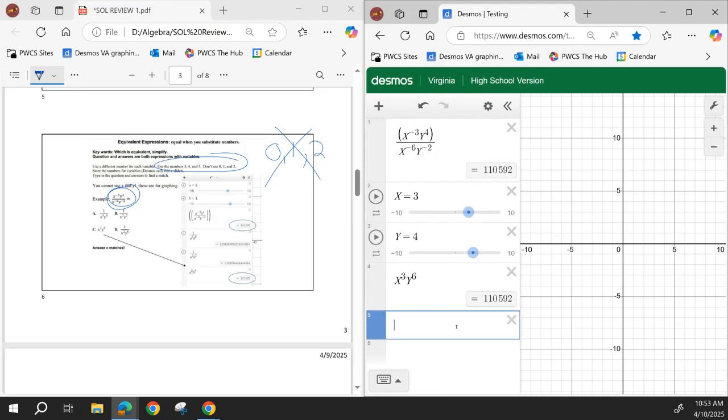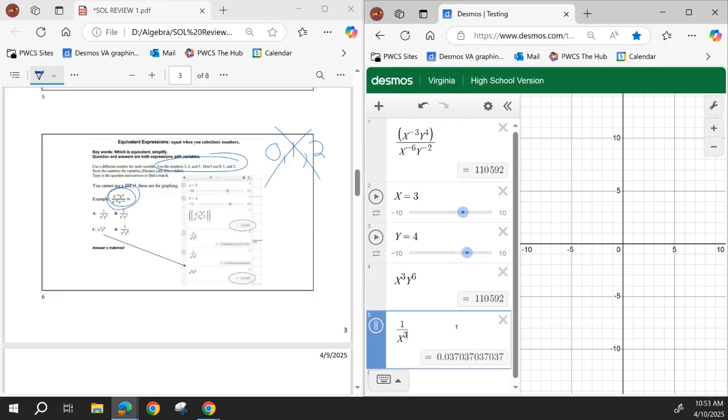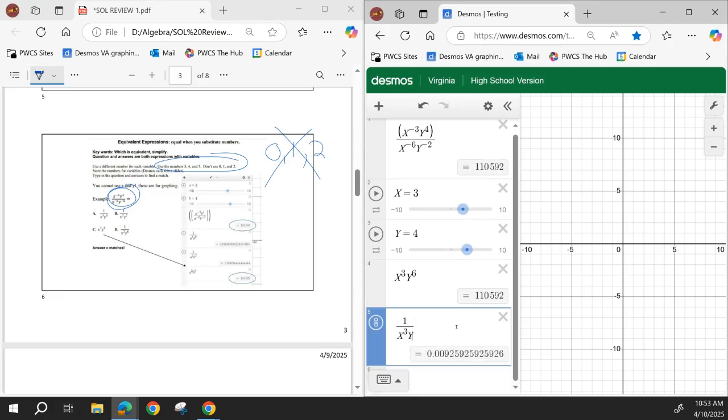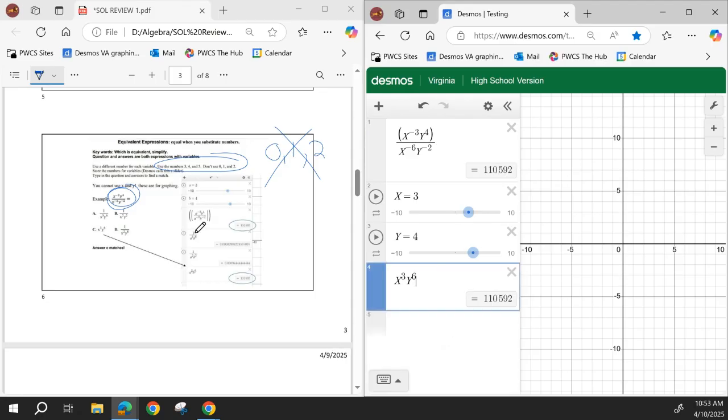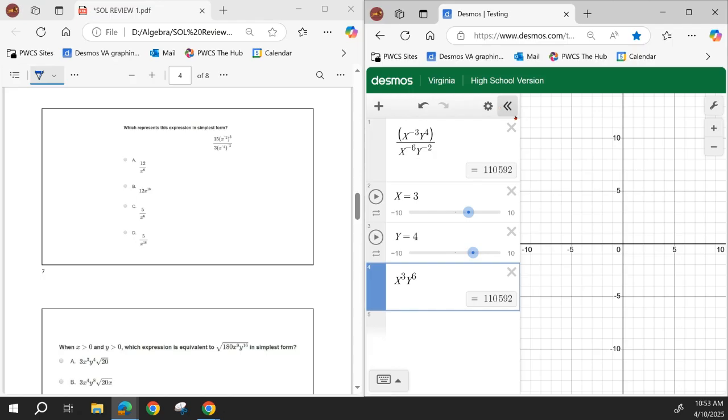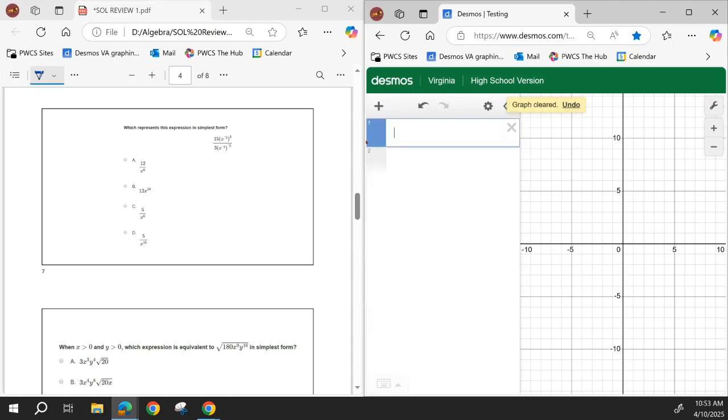If I were to plug in one of the other ones, like the first answer choice, you can see that that's not the same as the first one. So that must not be equivalent. So we can do this for any problem where we need an equivalent expression.